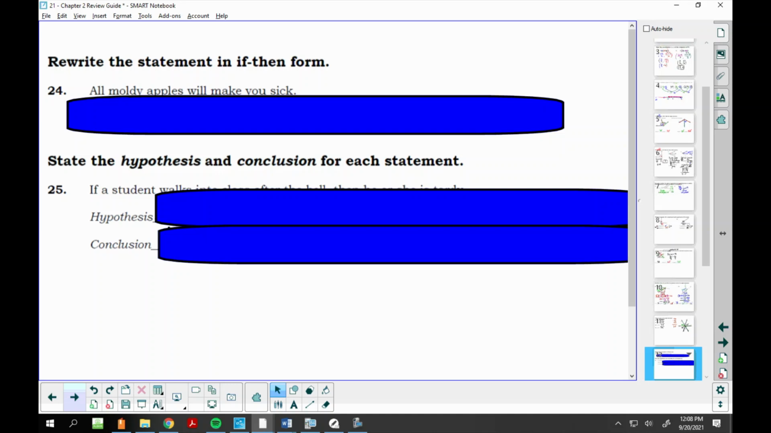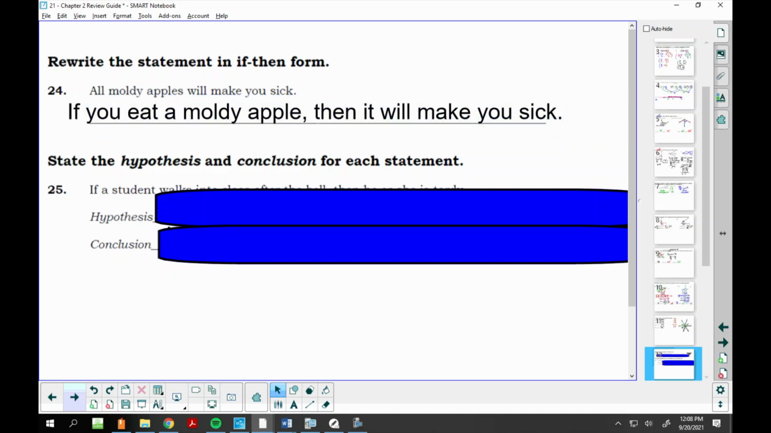So what do you guys think? If what? If you eat a moldy apple. Then what? So if you eat a moldy apple, then it will make you sick, or you will get sick, or however you want to say that. So remember when you see the word all, don't write all in your statement. It's just saying that if you eat a moldy apple, you're going to get sick, because all moldy apples make you sick, not just some of them.